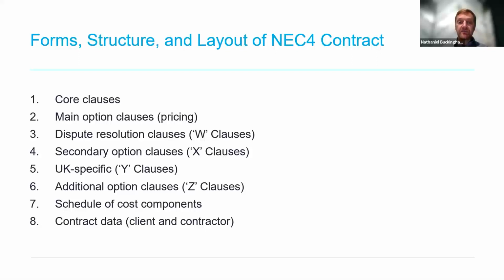And finally, in terms of structure, the contract concludes with the schedule of cost components, which is used for pricing, and the contract data itself, which is the project-specific data, such as the parties, the works description, and the specifics of the main, secondary, and additional clauses selected. This contract data section is the main section, which is filled in and completed.